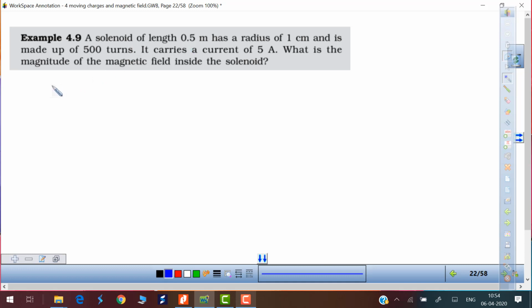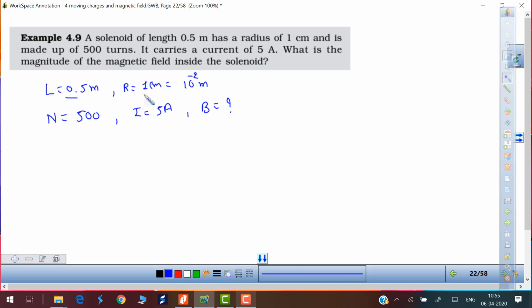A solenoid of length 0.5 meter has a radius of 1 centimeter. So the solenoid has length equal to 0.5 meter and radius equal to 1 centimeter, which is equal to 10 raised to minus 2 meter. And it is made of 500 turns. So the number of turns is given as 500. It carries a current of 5 ampere, so current is equal to 5 ampere. What is the magnitude of the magnetic field inside the solenoid? So our interest is to find out the magnetic field inside the solenoid.